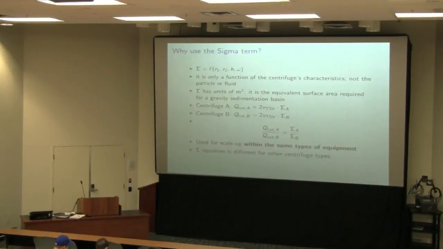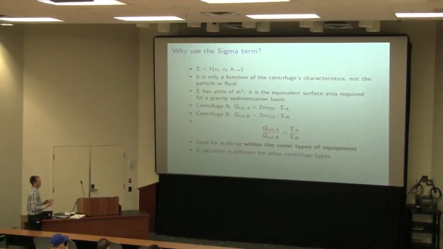So what we would do, if we're designing a larger tubular bowl centrifuge, is take a laboratory scale tubular bowl centrifuge, where we know sigma from the lab scale centrifuge. We know the lab's radius and height, and the speed at which we operated it in the lab. And we know that for that lab operation, we can then calculate what Q cut would be.